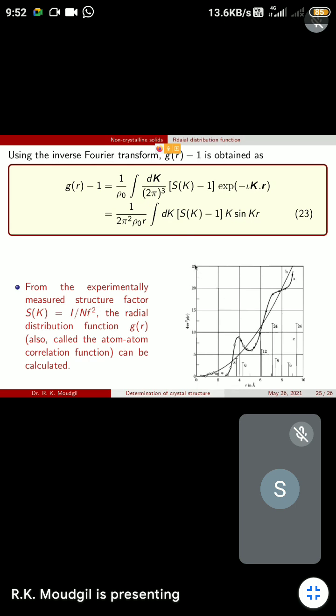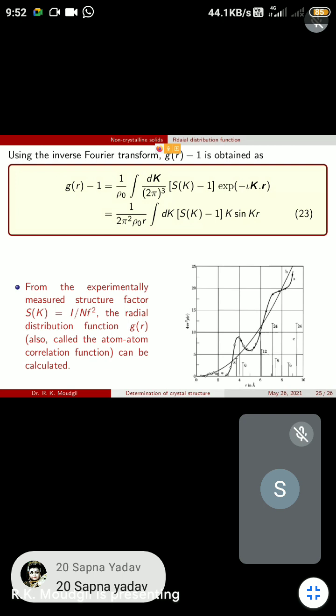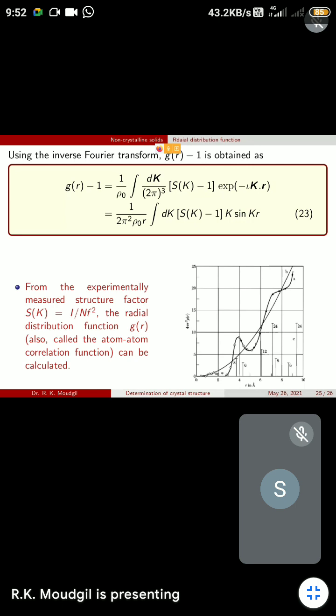So here in this figure, I have taken this figure from Kittel. By the way, this topic is in chapter 17 of Kittel. This topic, non-crystalline, is in chapter 17 of Kittel.